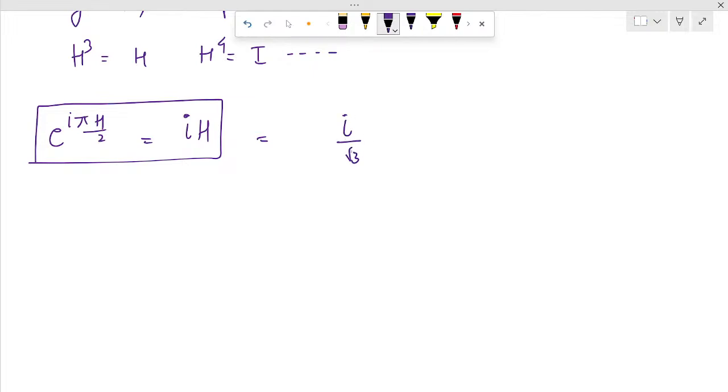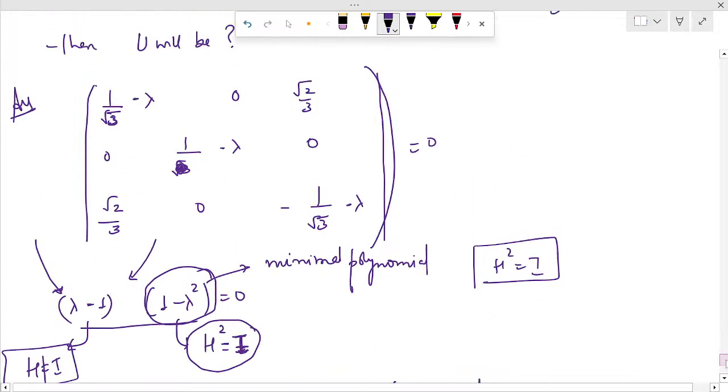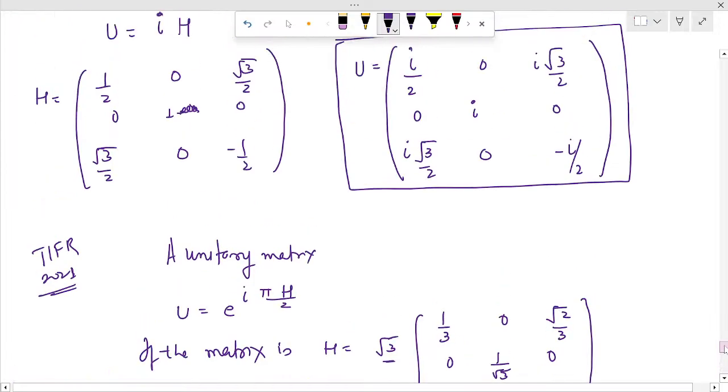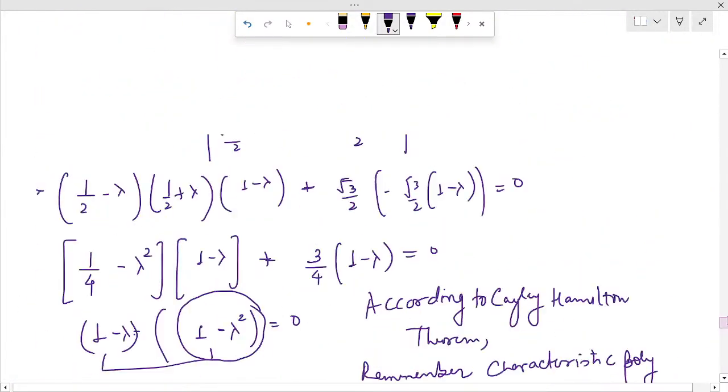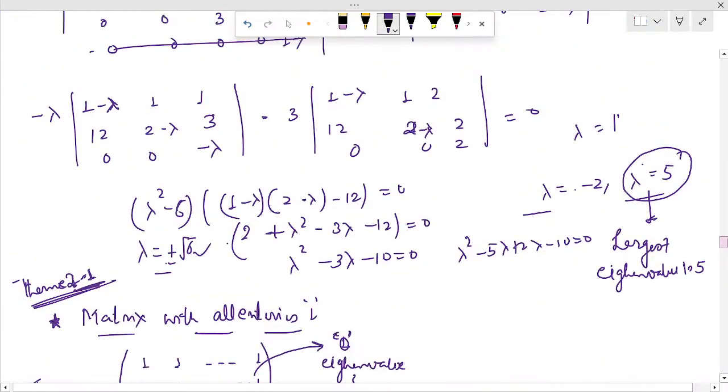upon root 3, you'll have 0, then iota root 2 upon 3, and then you have this 0, and then you'll have iota here, 0, then you have root 2 upon 3 iota, 0, and minus 1 upon root 3 iota. So this is the answer for your question. So remember, certain manipulations with regards to the exponential matrix have been exploited time and again. You'll find questions being asked on the matrix exponential time and again.